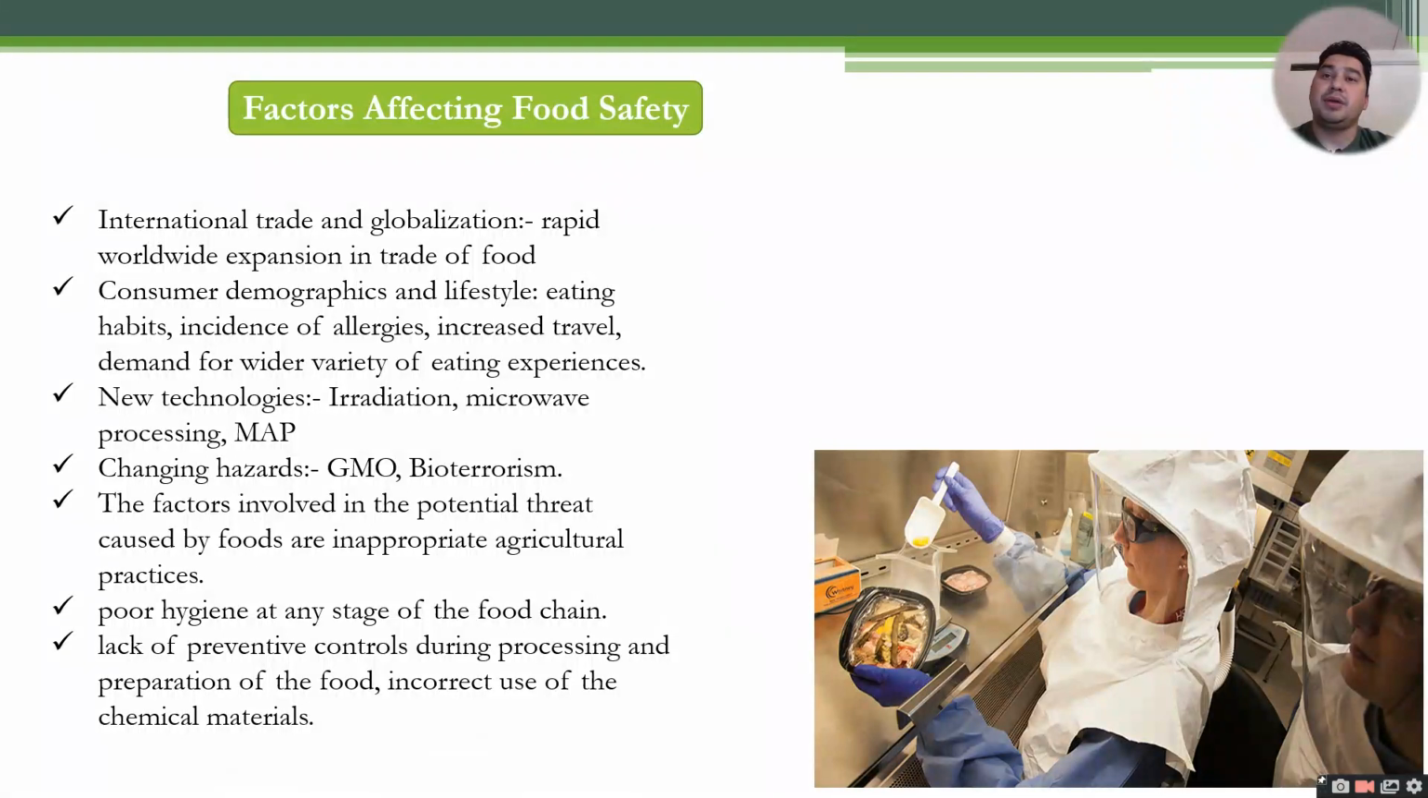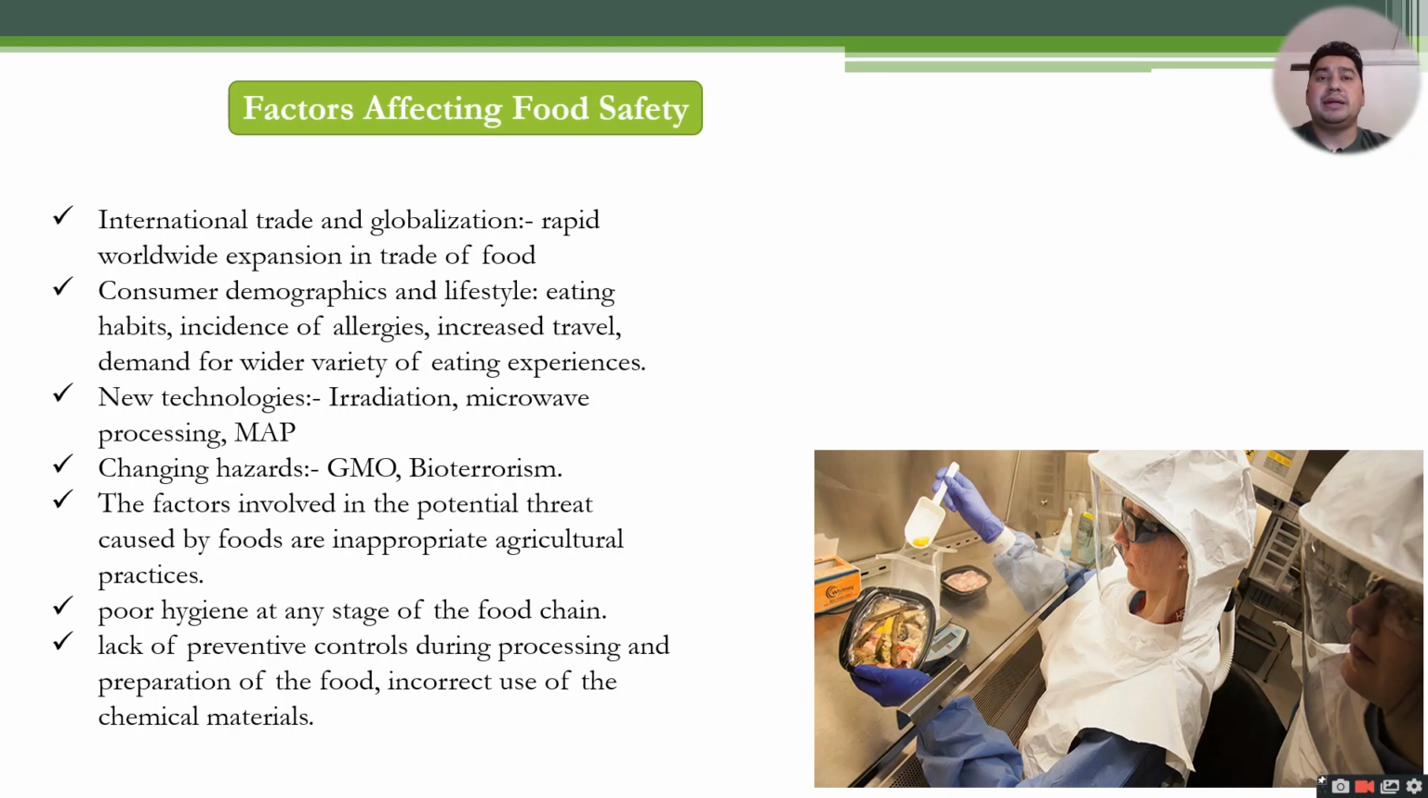The factors involved in the potential threat caused by foods are inappropriate agricultural practice, poor hygiene at any stage of the food chain, lack of preventive control during processing and preparation of the food, and the incorrect use of chemical materials. All of these factors will affect food safety.